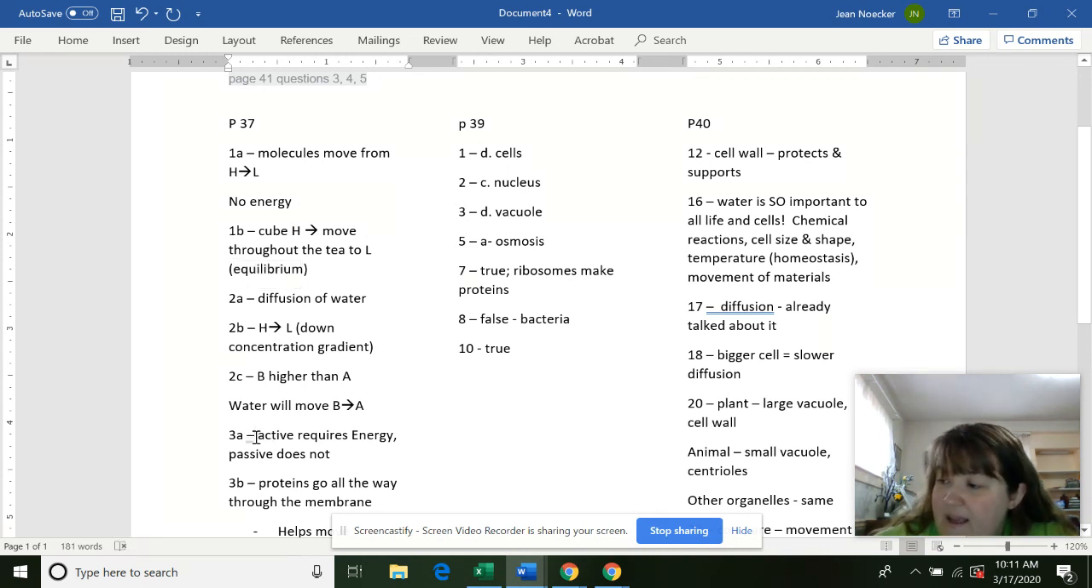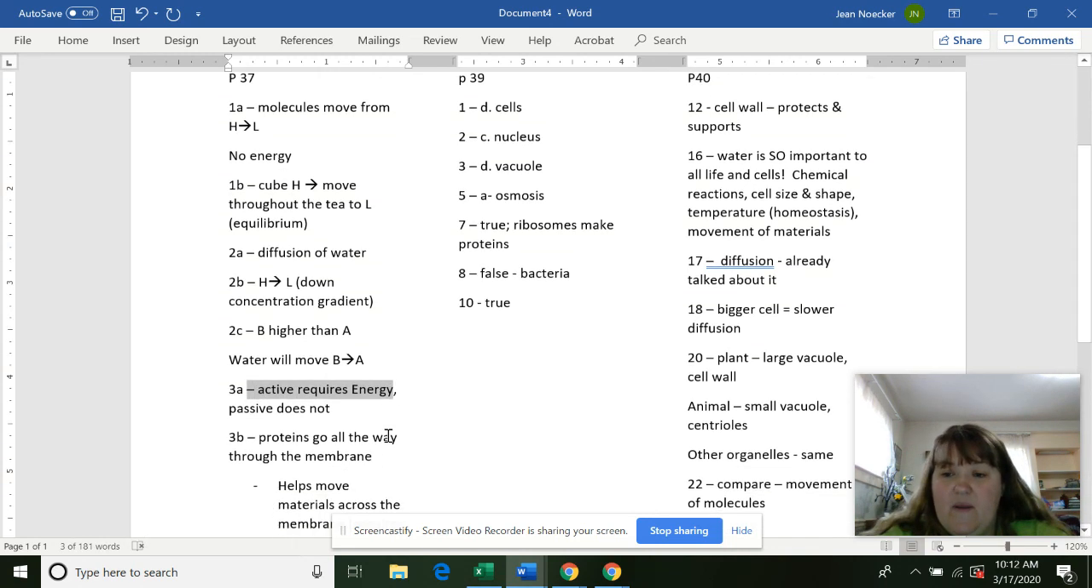3A asks, how is active transport different than passive? Active transport requires energy. Passive does not. Passive transport are things like diffusion and osmosis.